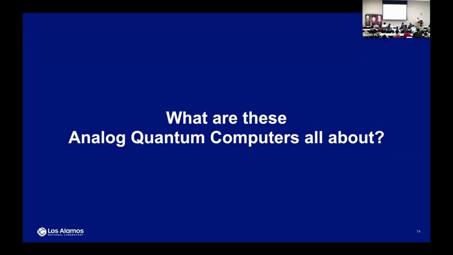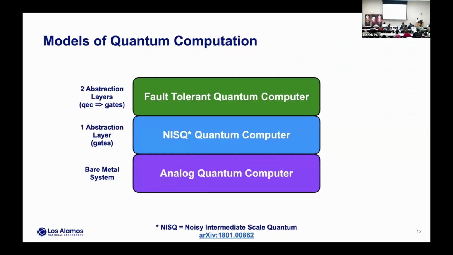Okay, so what are these analog quantum computers all about? I like to think of quantum computing as kind of like a stack, like a computer architecture idea, where at the base level, you have like a bare metal physics experiment, which is an analog quantum computer. Typically, what a vendor does is then they take their analog quantum device and then they build one abstraction layer on top of it, which is the gate set, right? The quantum gates. Then that's what a NISQ computer is.